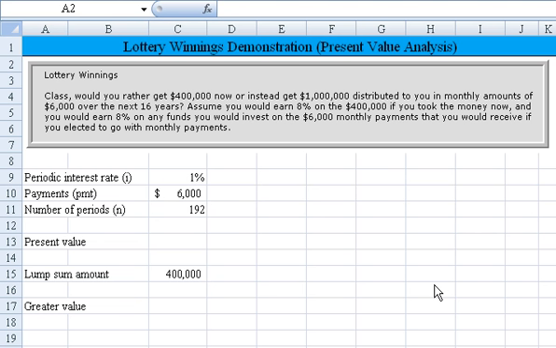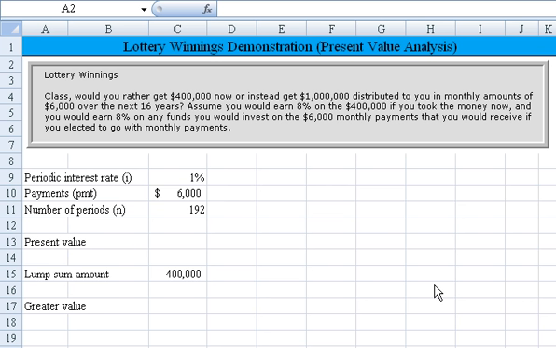Everyone, let's take a look at this example of a lottery winnings decision, and it illustrates some present value analysis. Would you rather get $400,000 now, or instead get $1 million, or approximately $1 million, distributed to you in monthly amounts of $6,000 over the next 16 years?